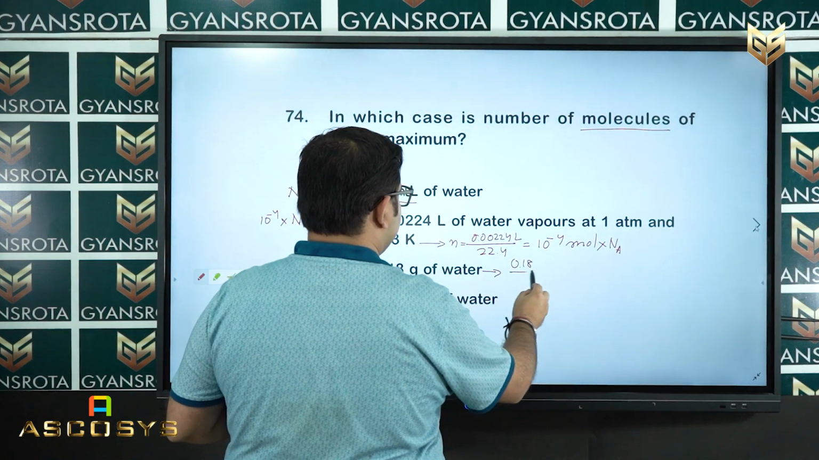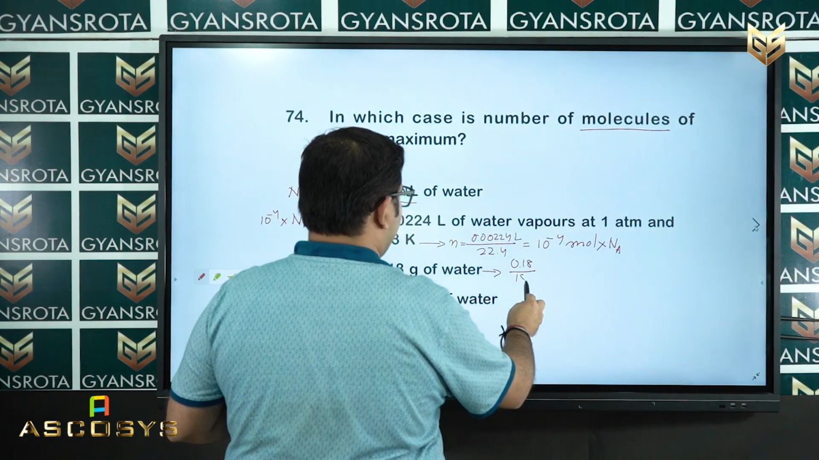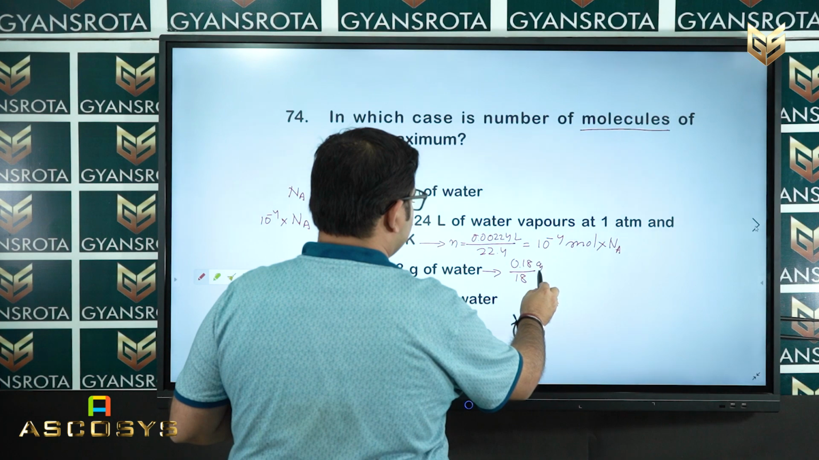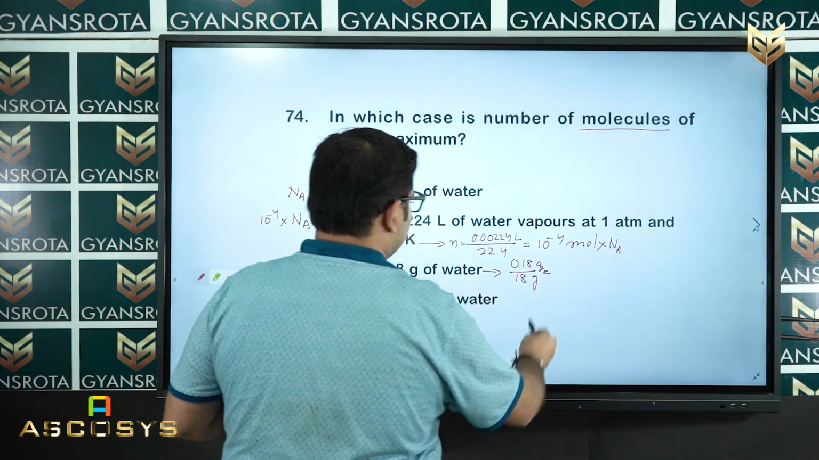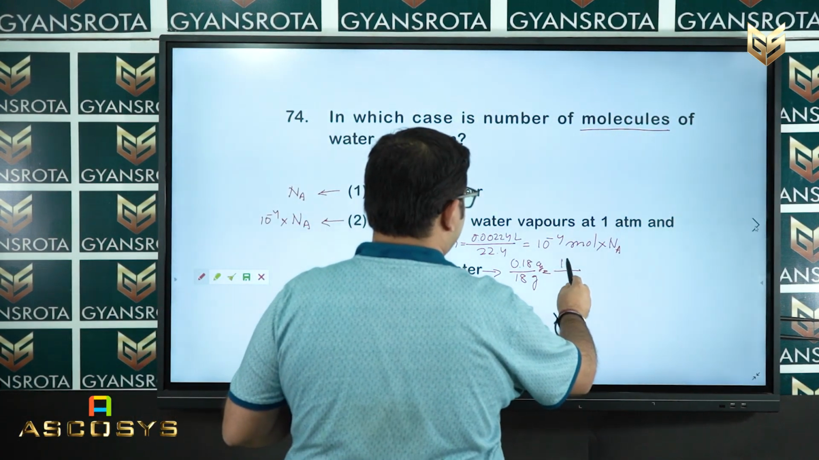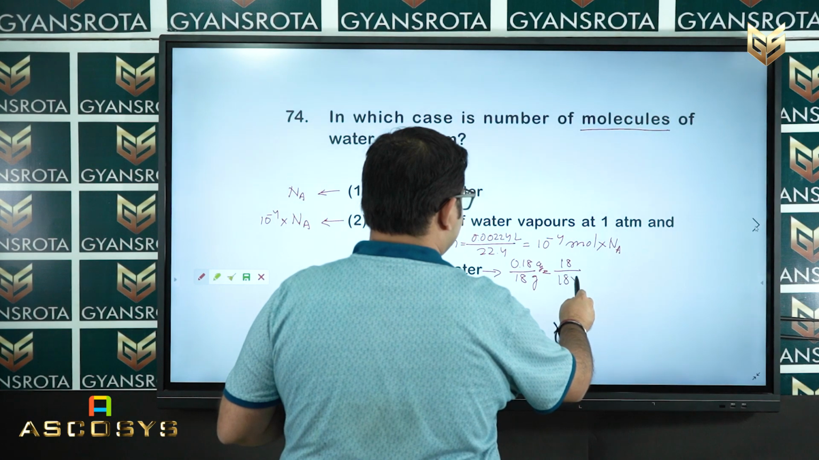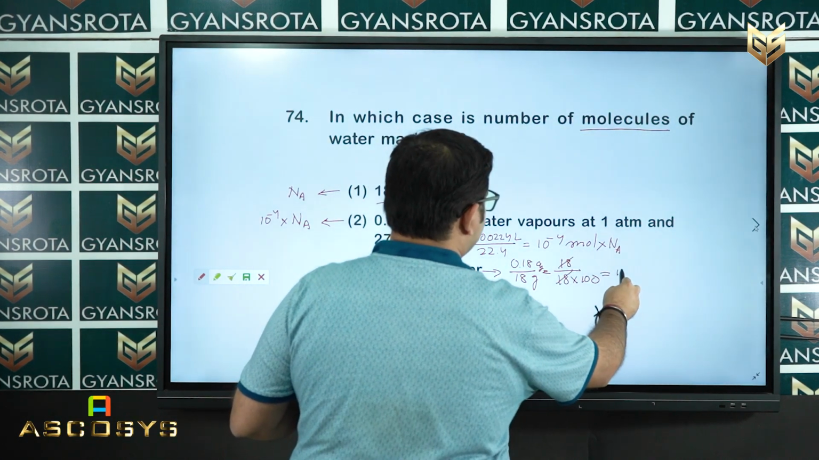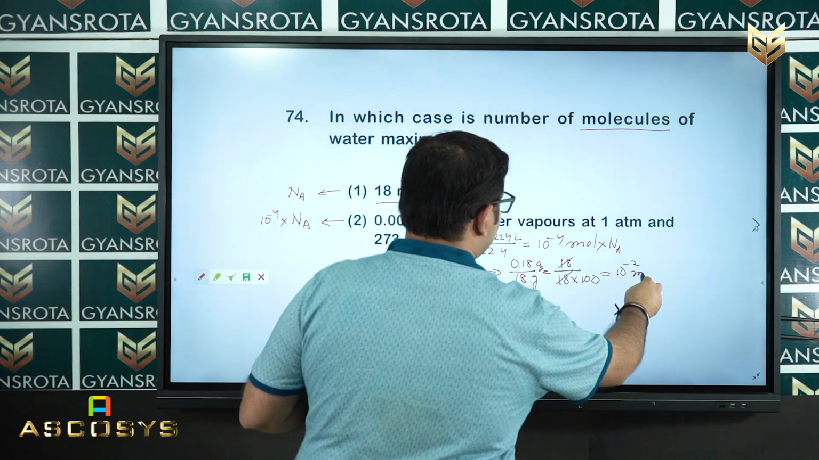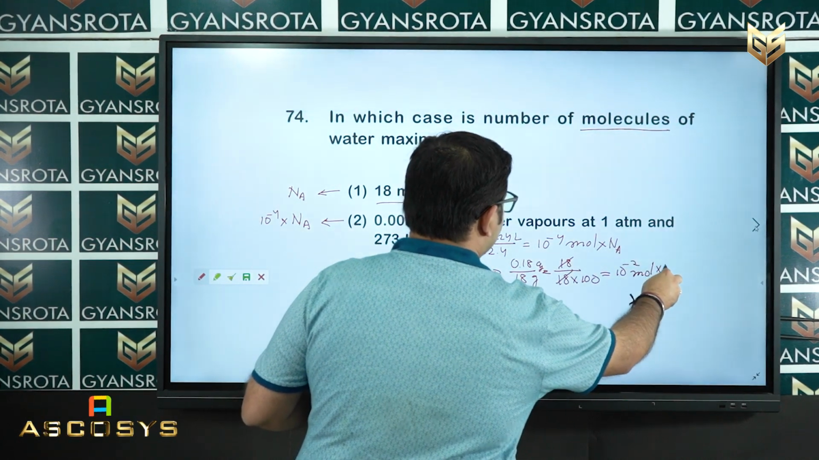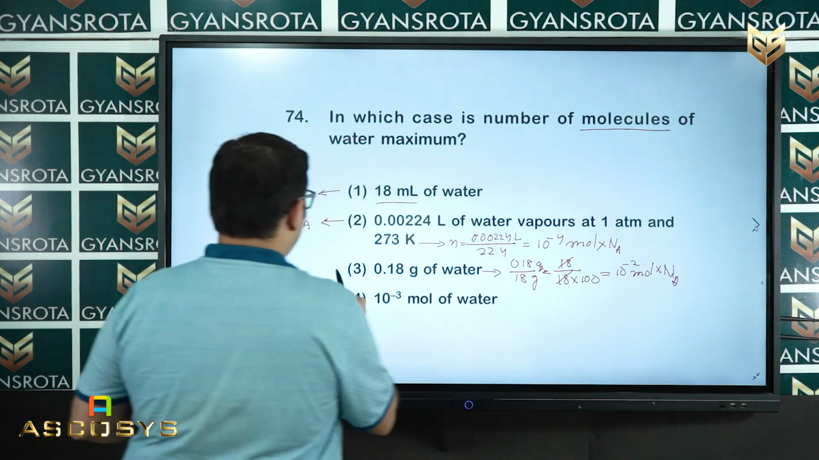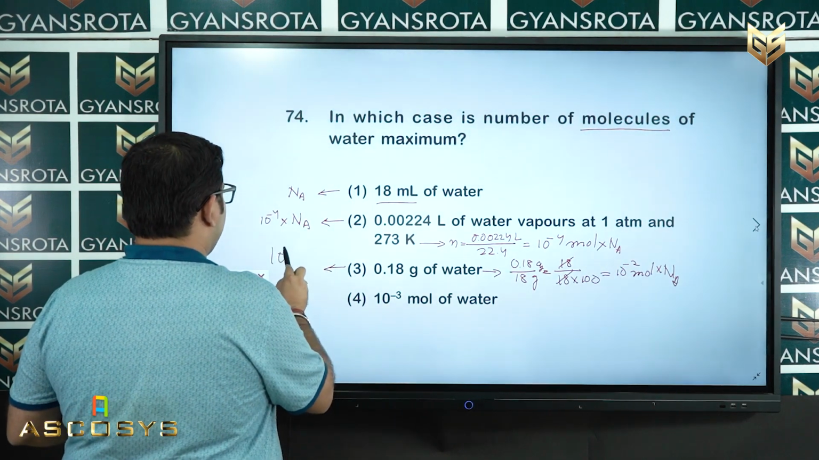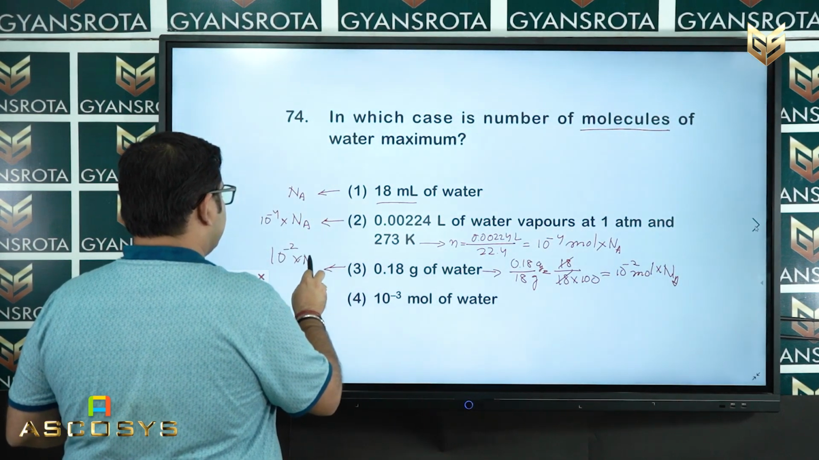0.18 gram divided by 18 gram. So what will we get? 18 into 100, 18 will cancel out, 10 to the power minus 2 mole into Na. So what is the answer? 10 to the power minus 2 into Na.